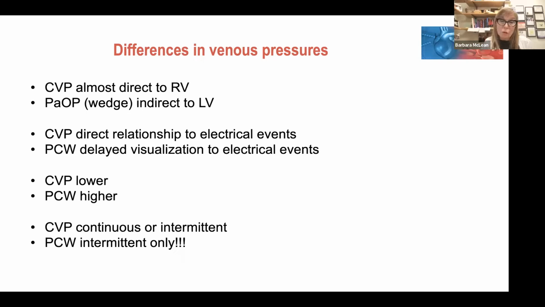CVP is typically lower than wedge pressure. Normal CVP, remember, is 0 to 8, and normal wedge pressure is 8 to 12. So wedge pressure is supposed to be higher than CVP. CVP can be measured continuously or intermittently.